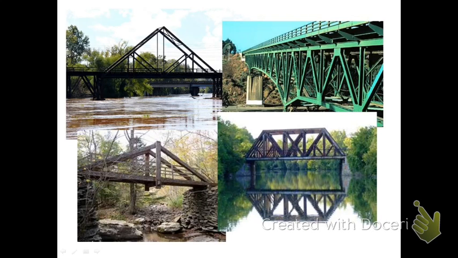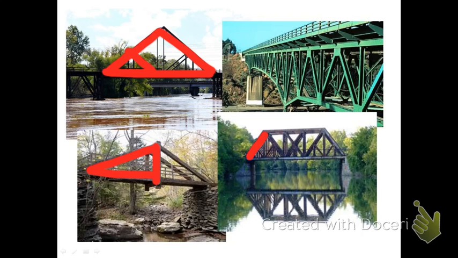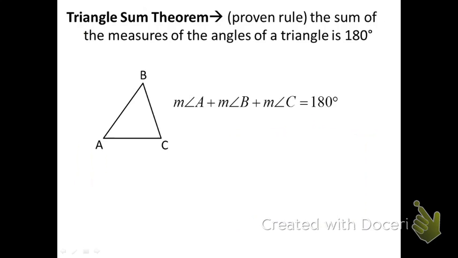I had some pictures of some bridges. We talked about the different triangles we can see on all of these bridges, and how important triangles are to a bridge. So again, the triangle sum theorem, which is what we just showed with that last exploration, says that the sum of all the angles in a triangle is 180 degrees. So if we add all these angles up, we should get 180 degrees.